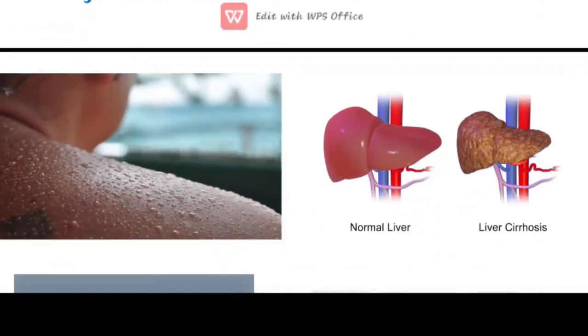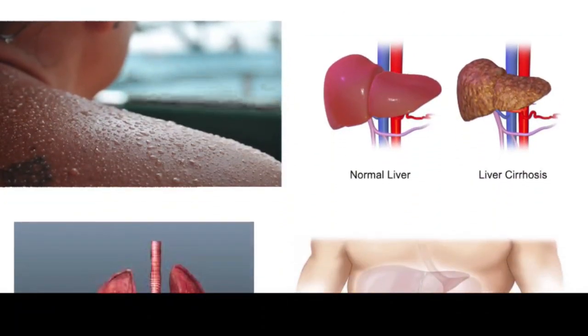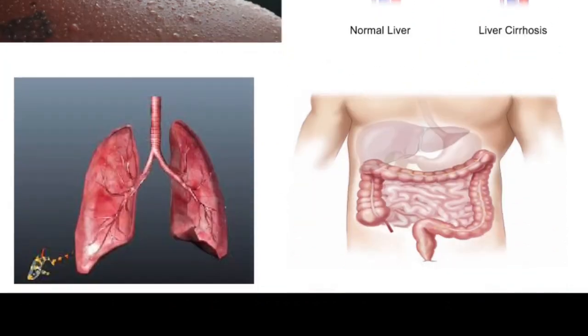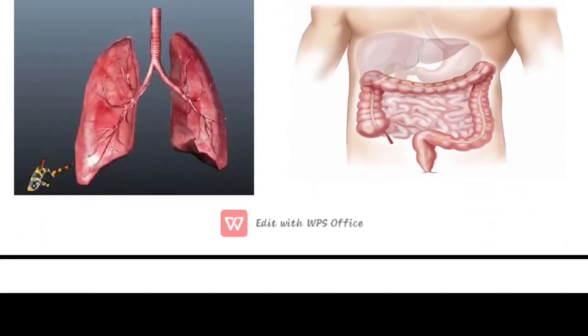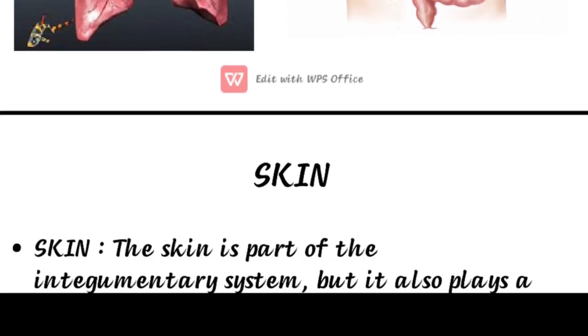Okay, so one by one, the other organs involved in excretion are: one is your skin, second is your liver, third is your lungs, and fourth is your large intestine. These are the other organs which are involved in the excretion.